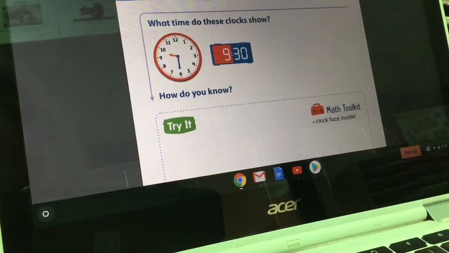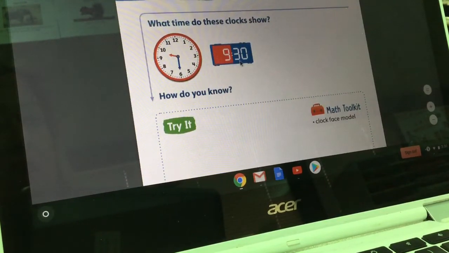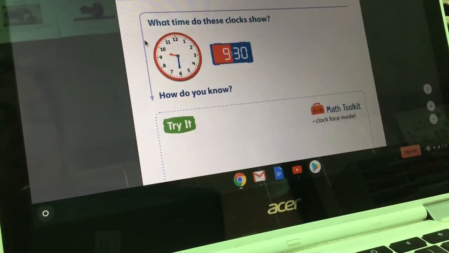Let's take a look. As a reminder, the hour hand is the short red one. The minute hand is the long blue one. Hour hand, minute hand. And here we have our digital clock showing 9:30. So we know that the digital clock shows 9:30. Taking a look at our analog clock, we see that the hour hand is halfway between the 9 and the 10. Halfway between the 9 and the 10. The minute hand is on the 6, showing that it's half past the hour.